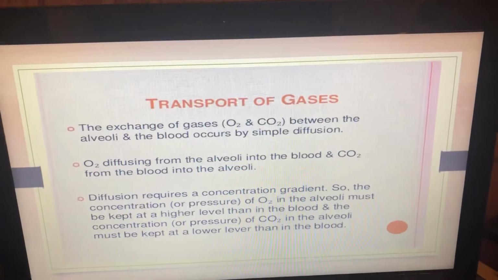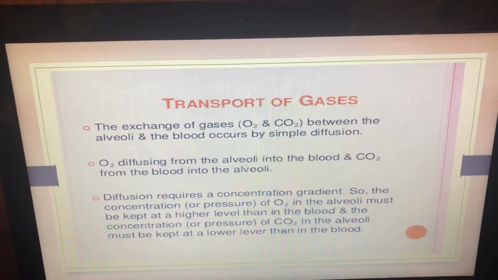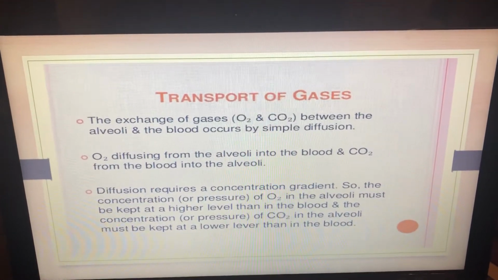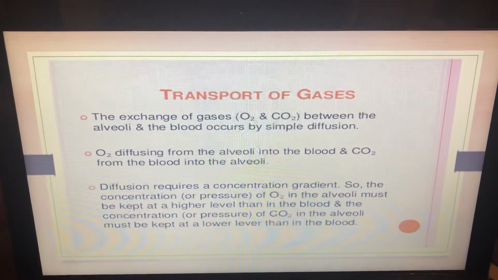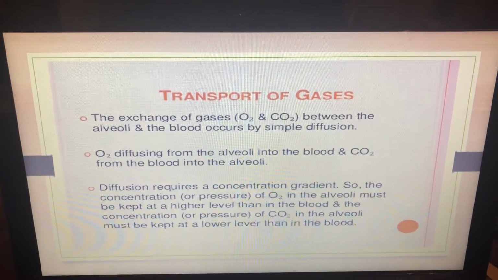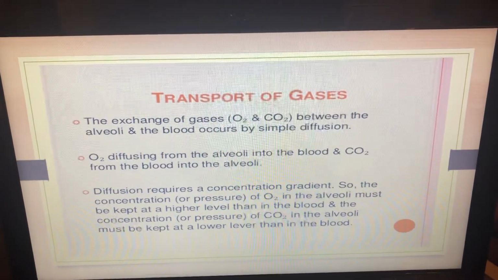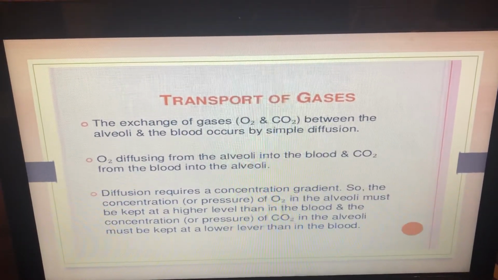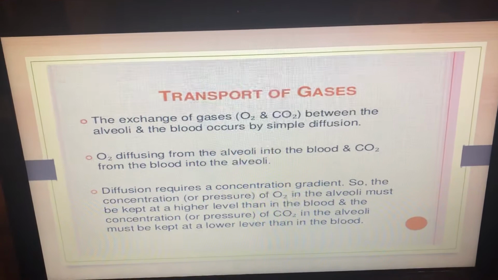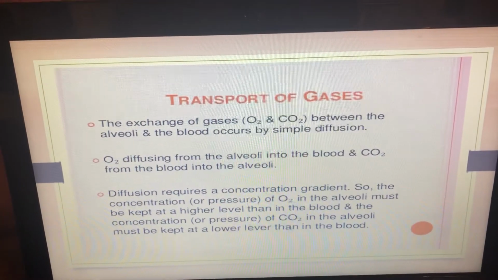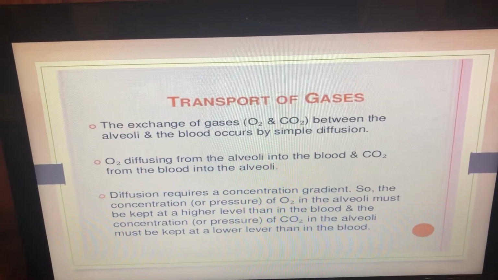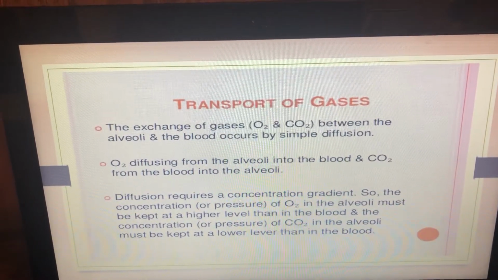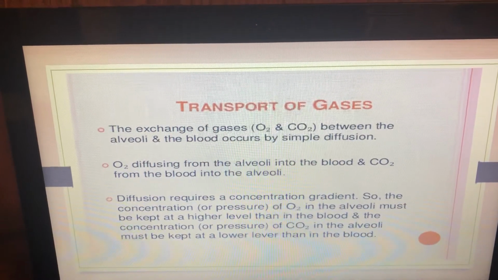Transport of gases: the exchange of gases O2 and CO2 between the alveoli and the blood occurs by simple diffusion, with O2 diffusing from the alveoli into the blood and CO2 from the blood into the alveoli. Diffusion requires a concentration gradient, so the concentration or pressure of O2 in the alveoli must be kept at a higher level than in the blood, and the concentration or pressure of CO2 in the alveoli must be kept at a lower level than in the blood.